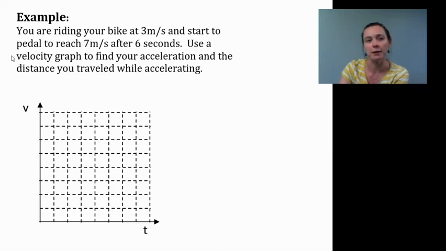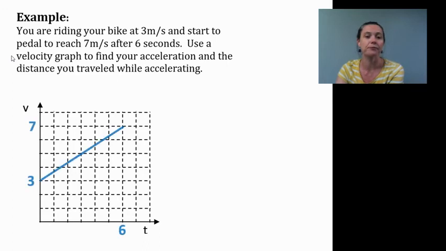Let's look at one example. Let's say you're riding your bike at 3 meters per second. You start to pedal and reach 7 meters per second after pedaling for 6 seconds. Let's look at how we can use a velocity graph to find both our acceleration and the distance that we travel during this accelerated motion. First, we'll sketch a line that represents the velocity as it changes from 3 meters per second to 7 meters per second. This takes 6 seconds.